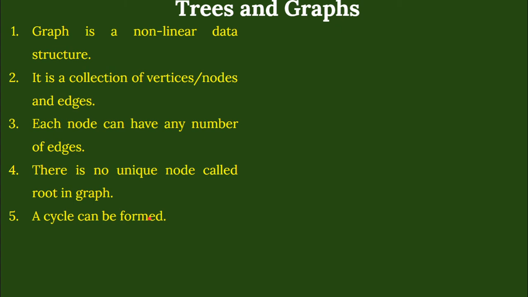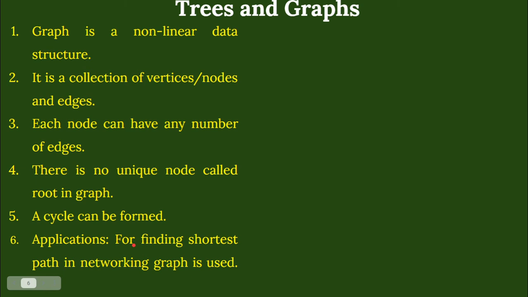Whereas in the trees the cycle cannot be formed. And then the application: it helps to find the shortest path in the networking graph. So similarly for the graph we have these definitions, the differences.